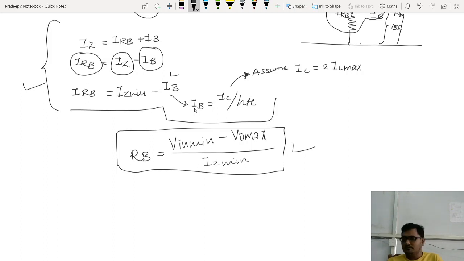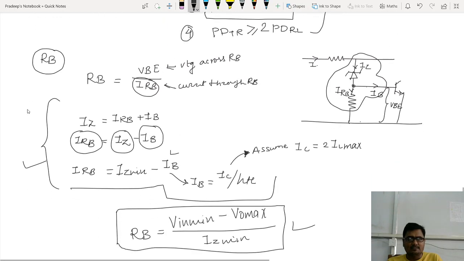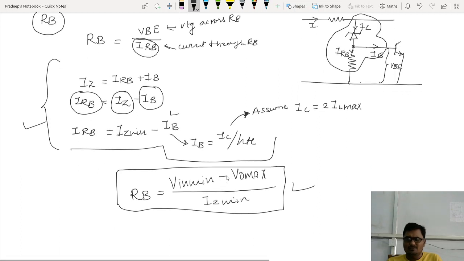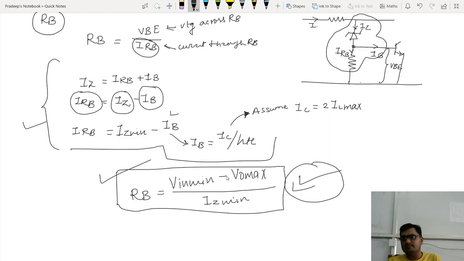So I suggest that instead of calculating all those things, that is the calculation for IB, assuming the value of IC, it's always good to use this equation. That is my suggestion. Now people follow this as well as this, but I think the simplest way is to use this equation directly, instead of assuming IC, calculating IB, and again putting the value. It will take a lot of time. It is just a waste of time.